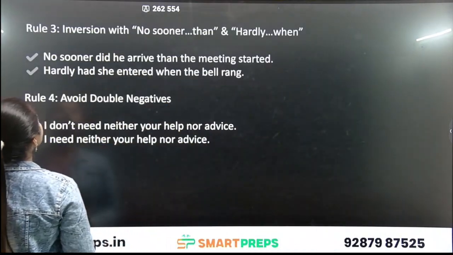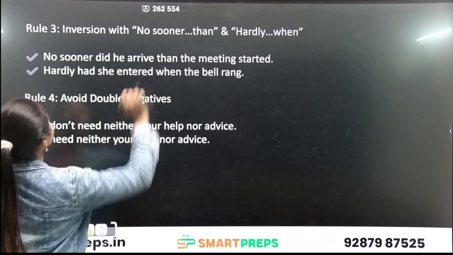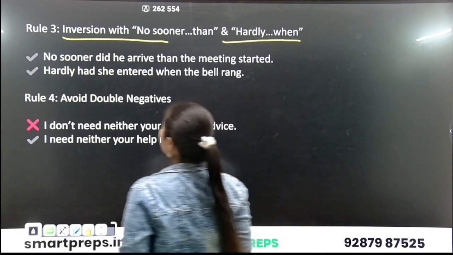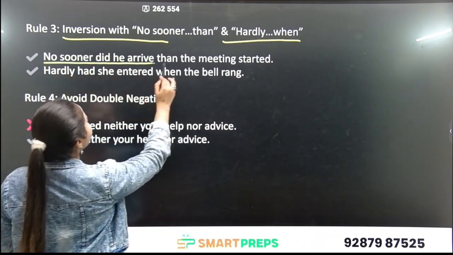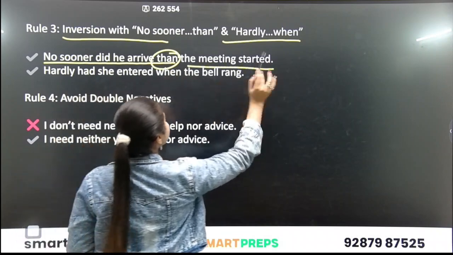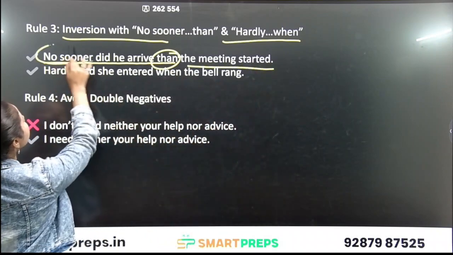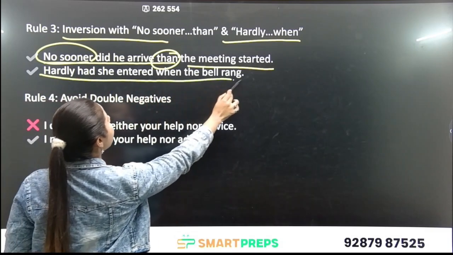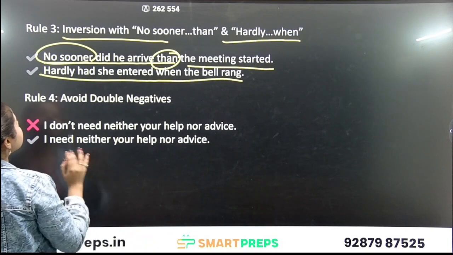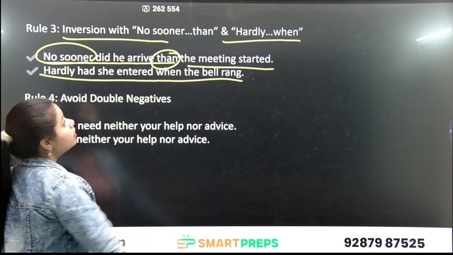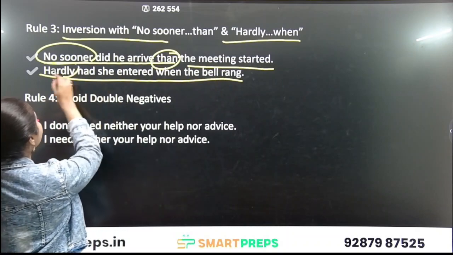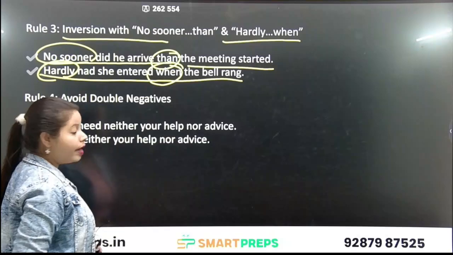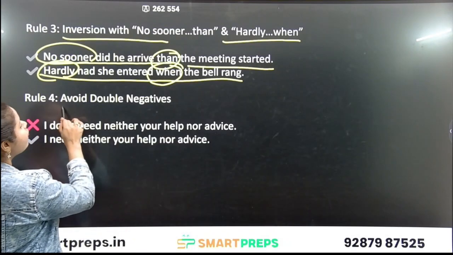Let's move to the next, rule number 3, that is inversion with no sooner than and hardly when. See, no sooner did he arrive than the meeting started. Hardly had she entered when the bell rang. Now see, these two statements are correct for no sooner than and hardly had she entered when the bell rang. So these two are word pairs.